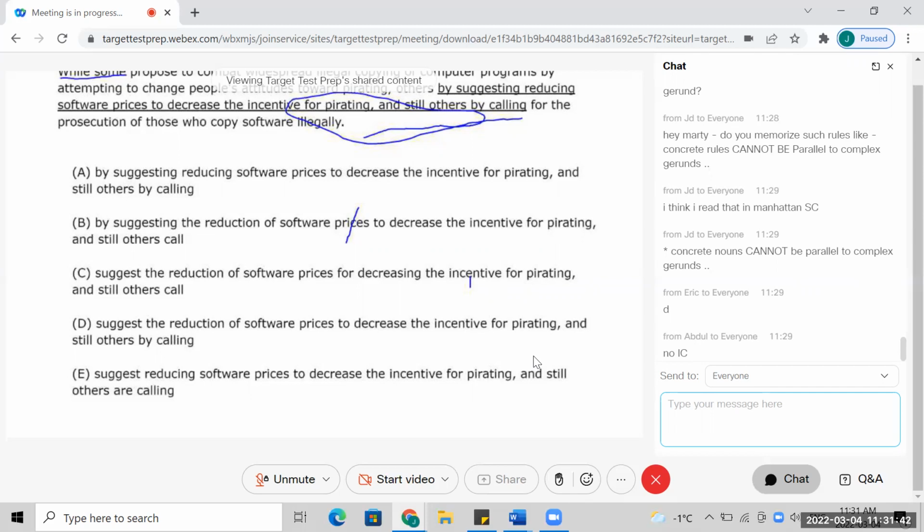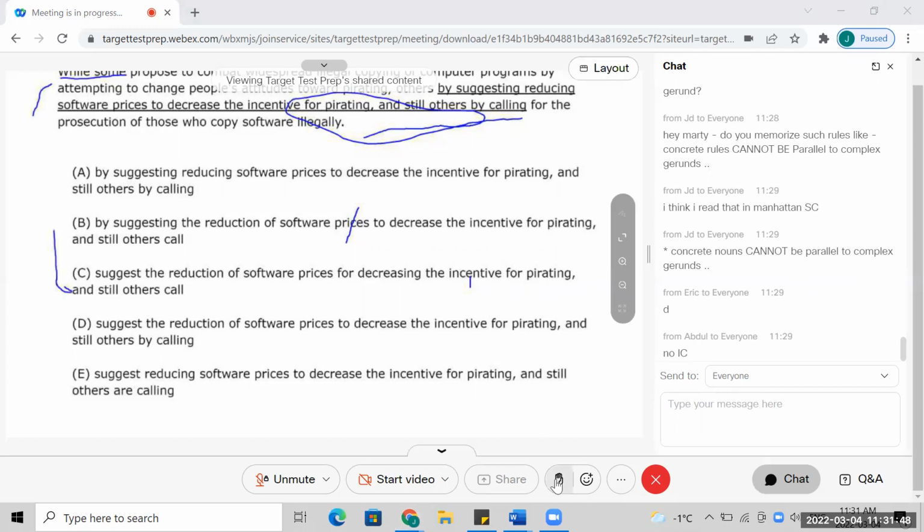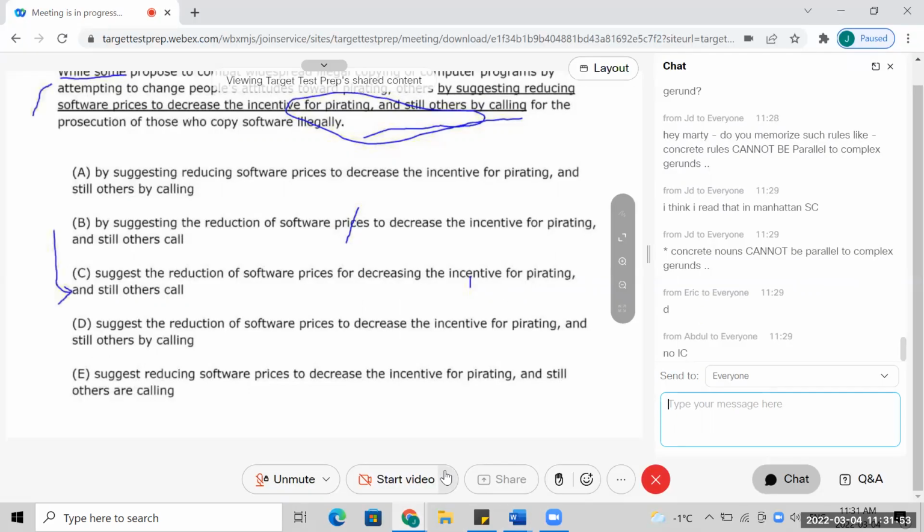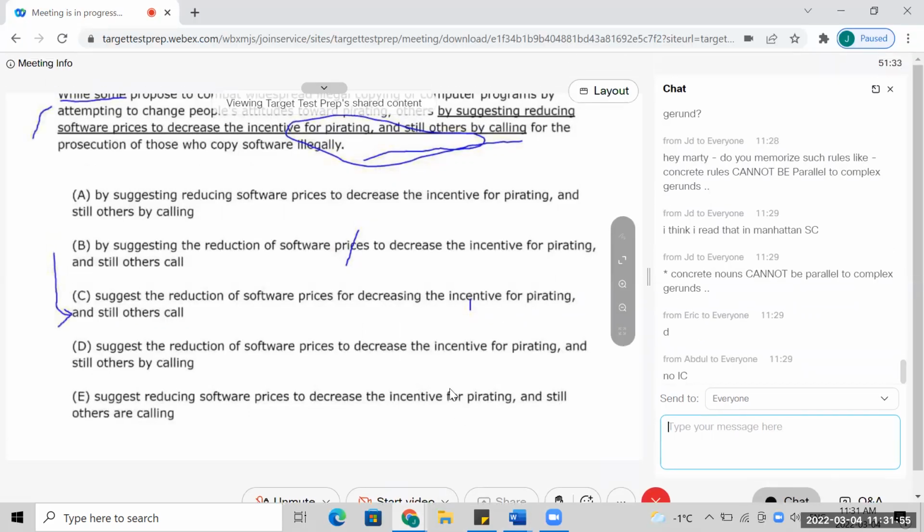While some is our first conjunction. So you have a conjunction up here. We only have two clauses. You don't need two conjunctions for two clauses.